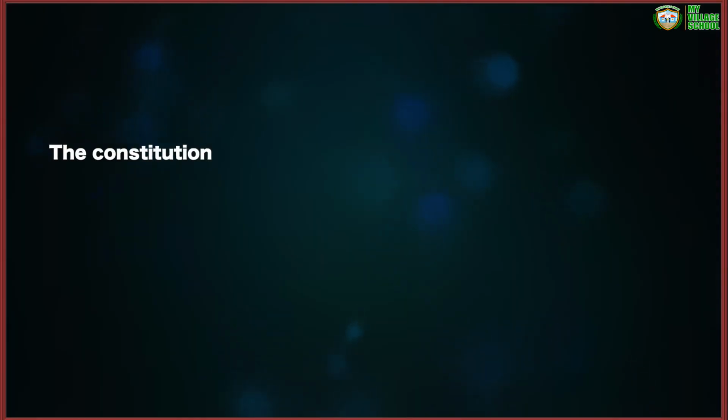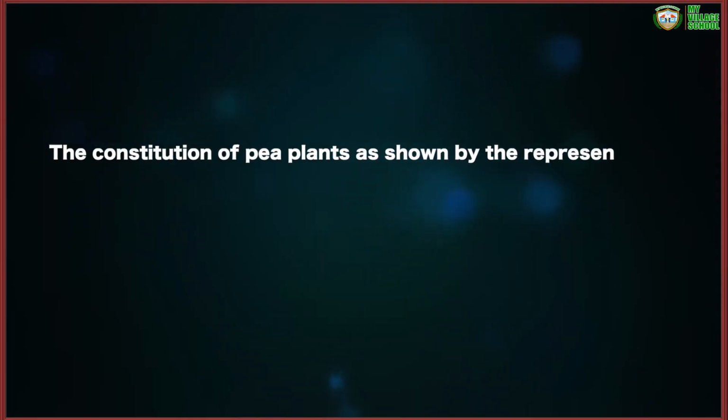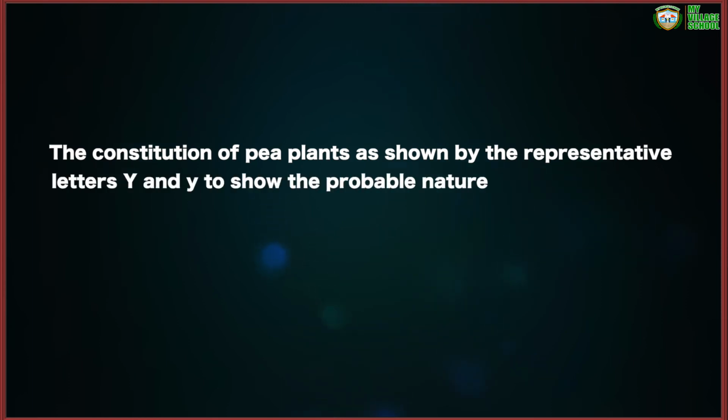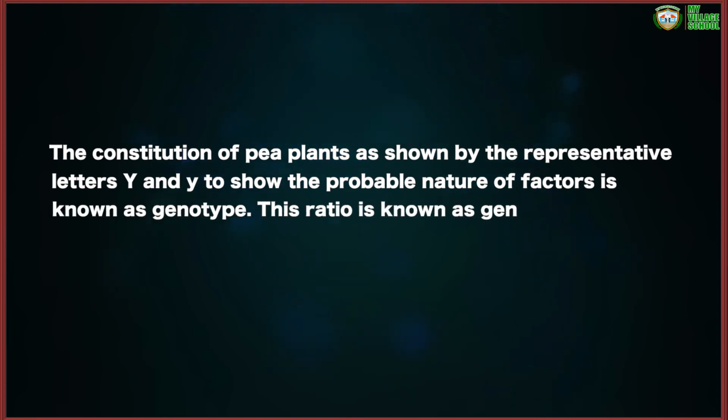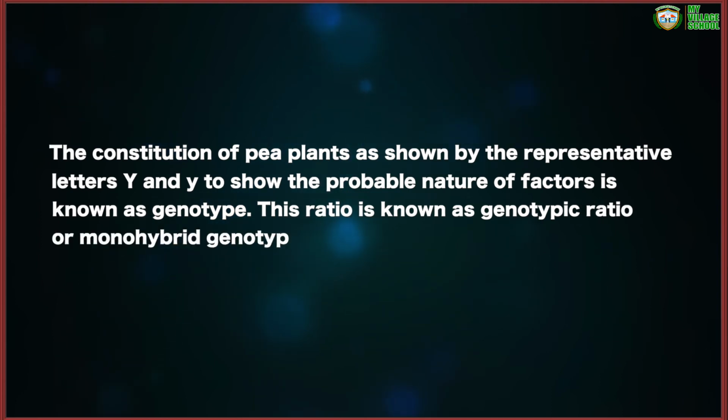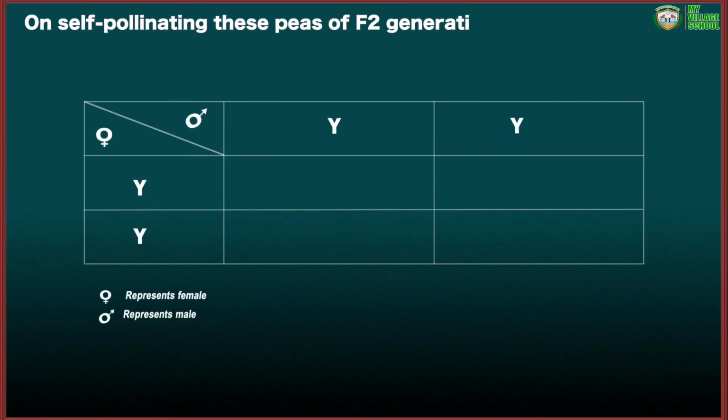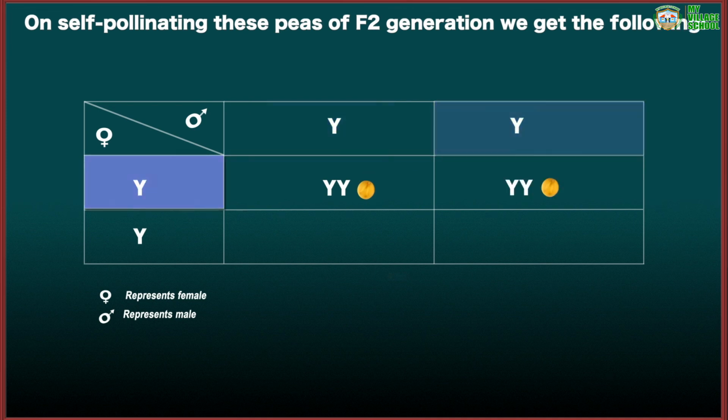The constitution of pea plants as shown by representative letters capital Y and small y to show the probable nature of factors is known as genotype. This ratio is known as genotypic ratio or monohybrid genotype ratio. It is 1:2:1.